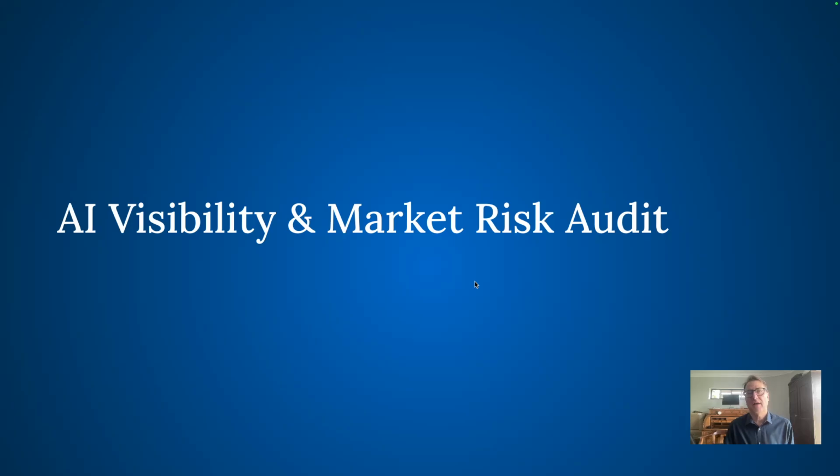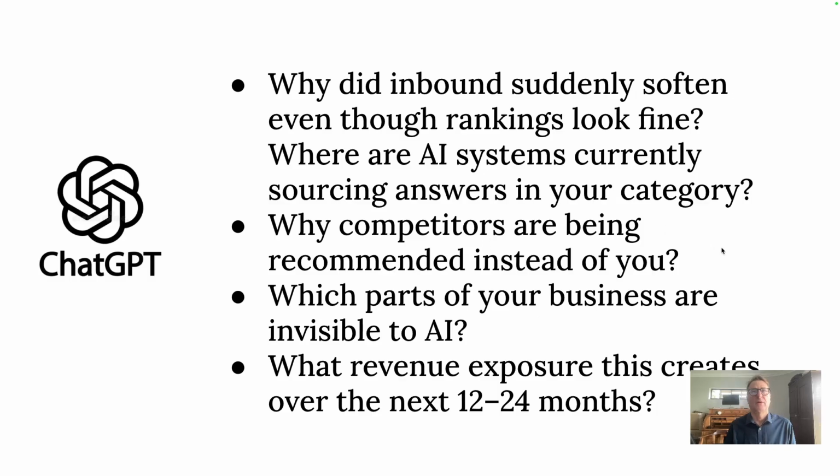So let's do an AI visibility and market risk audit. Questions you can ask is, why did inbound traffic suddenly soften even though rankings look fine? Are AI systems currently sourcing answers in your category? Why are competitors being recommended within large language models instead of you? Which parts of our business are visible to AI? And what revenue exposure does this create within the next 12 to 24 months?